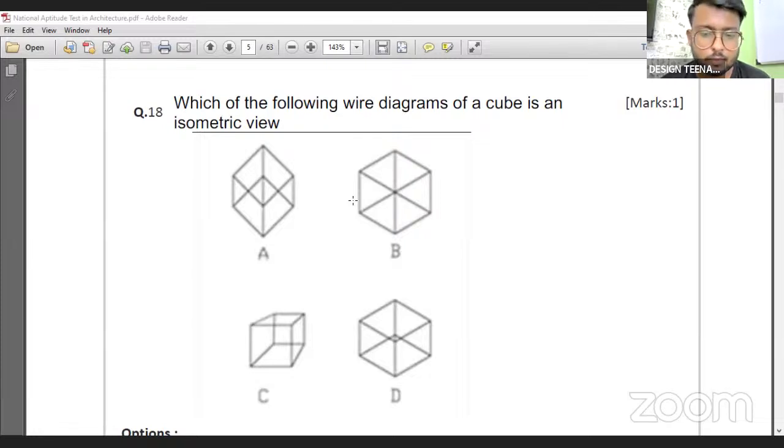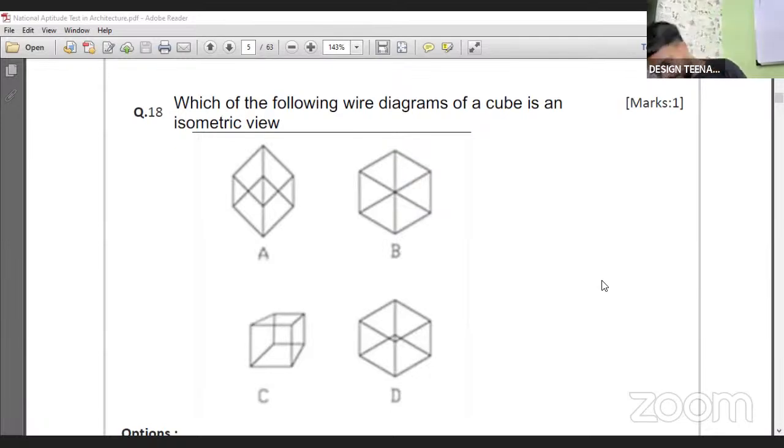So there are two kinds of projections: orthographic projection and isometric projection. So what do I mean by isometric projection? When we are talking about isometric projection, it means that this is an isometric view. You need to identify it now. This is very tricky, how will you identify an isometric view? So for example, let's assume a cube is over here.